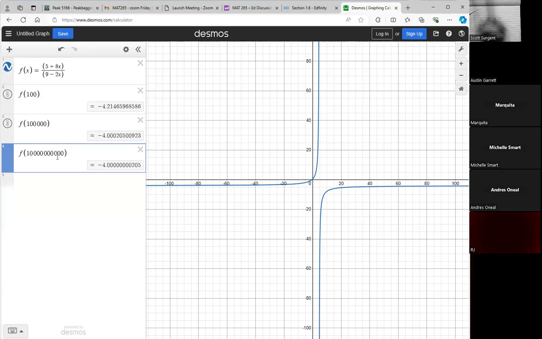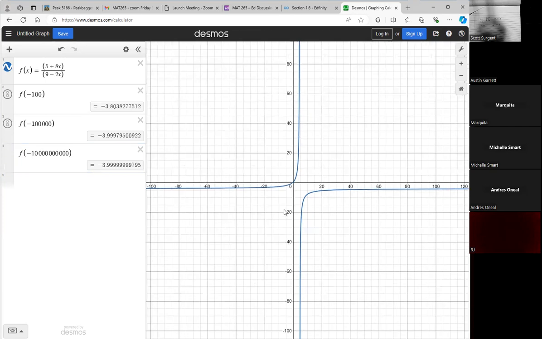And if I go the other way, let me pop some negatives in there. Same thing, it looks like it's going toward -4. Okay, so this is a really cool way to get to some limits here.